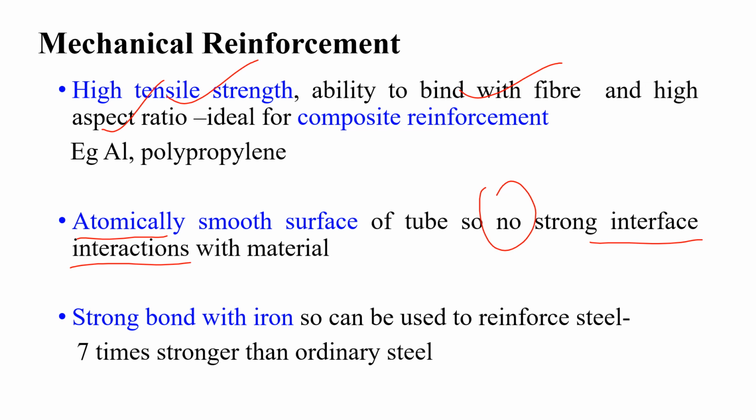Carbon nanotubes form strong bonds with iron, so they can be used to reinforce steel, which is 7 times stronger than ordinary steel.